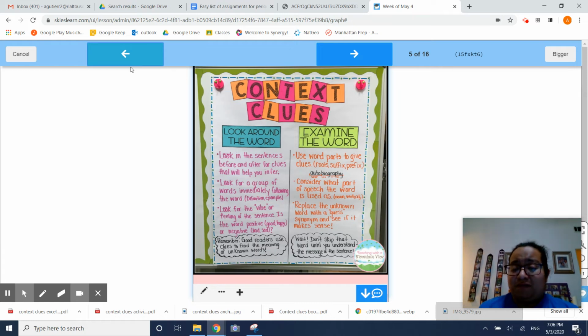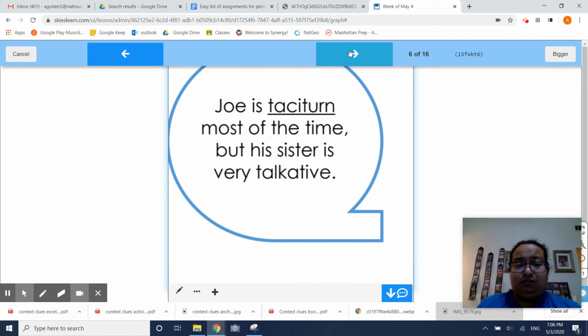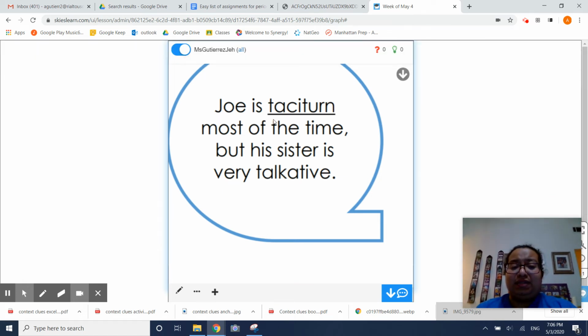Use the context clues in the following sentences that I'm going to show you to try to figure out what the mystery word means. The mystery word will be taciturn. What do you think taciturn means? Joe is blank most of the time, but his sister is very talkative. What do you think the word taciturn means? Write it down.